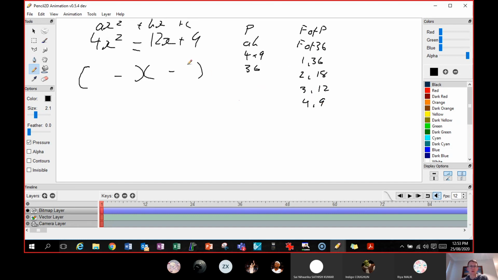So those are the factors, but we want the sum. Why do we want the sum? Because the terms are both the same. If they're both the same, we want the sum, as C is positive. If C is negative, we want the difference.